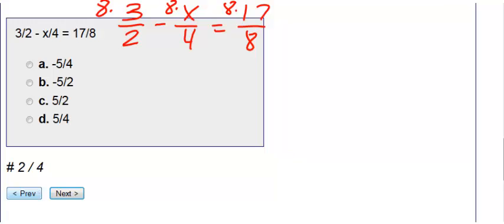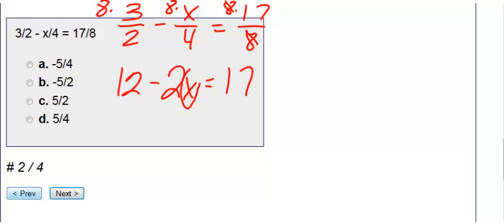So I get 8 times 3 is 24, divided by 2 is 12. 8 times x is 8x, divided by 4 is 2x. 8 times 17 divided by 8, the 8s cancel there, we just get 17. Again, our problem becomes a lot easier because we got rid of those fractions.